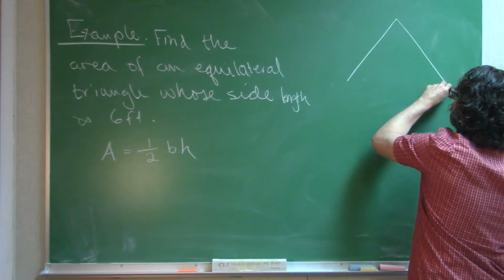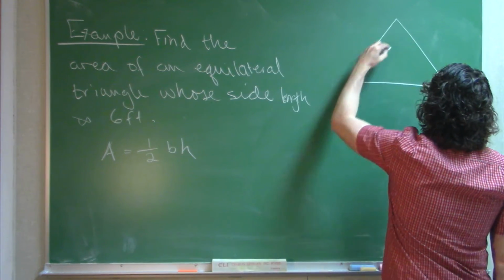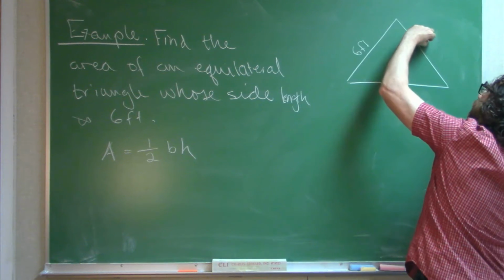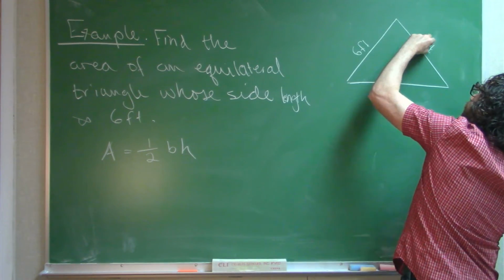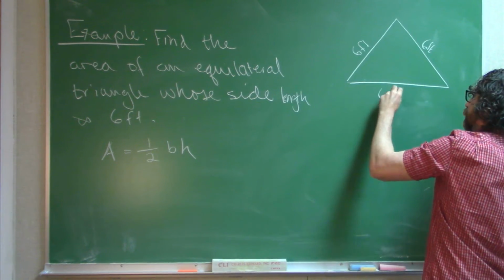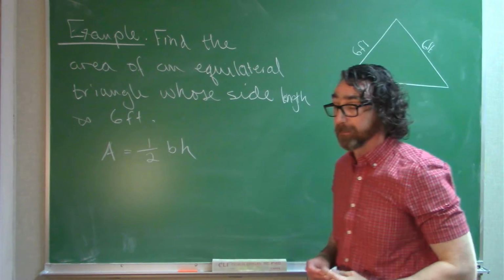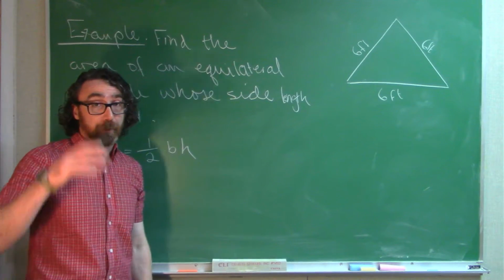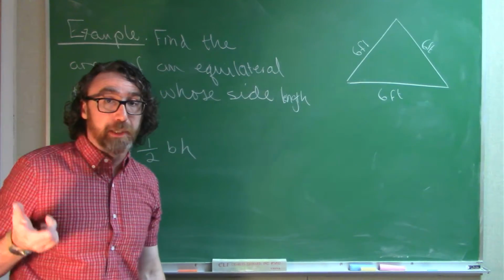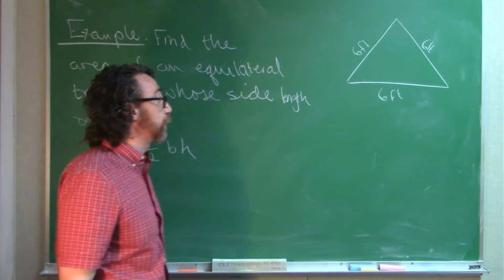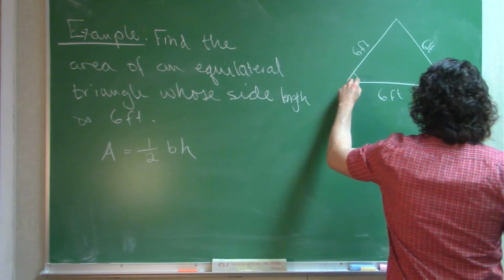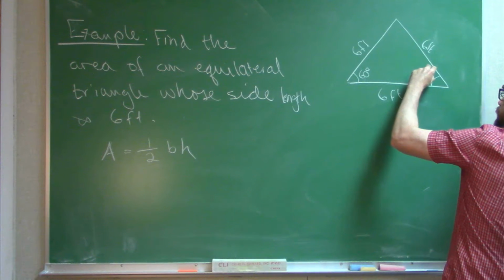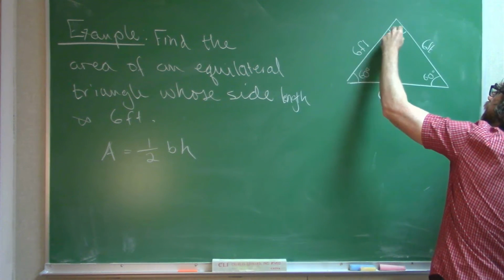So this is our picture, maybe something like this. Now, if all the sides are the same, that means all the angles are the same as well. All the angles would have to have the same measure. Now we know that the angle sum in a triangle is 180 degrees, so each of these angles has to be 60 degrees.